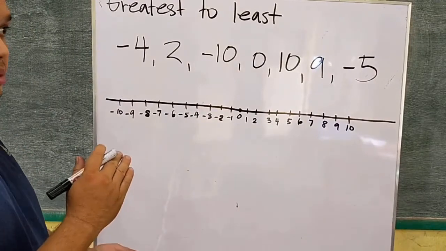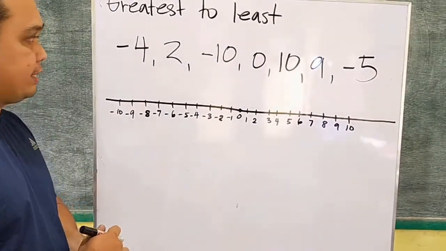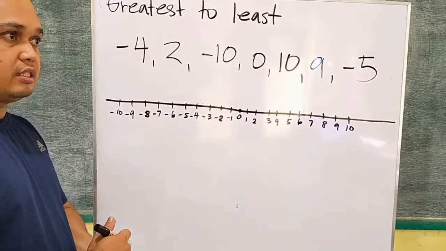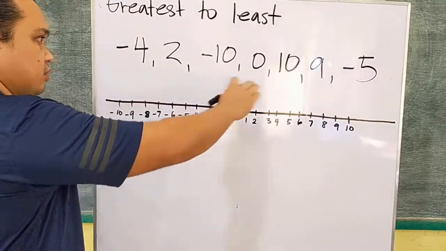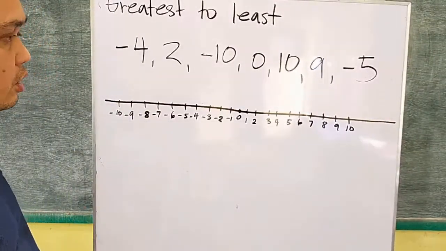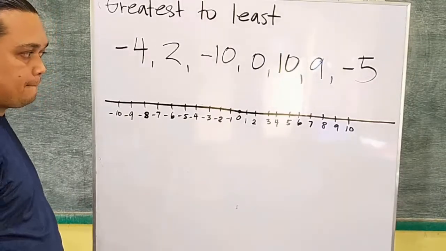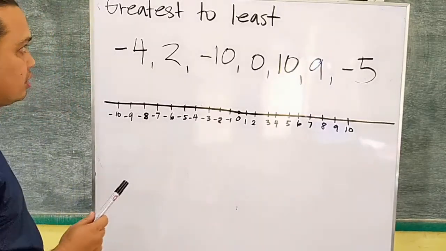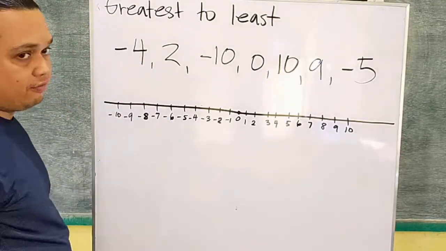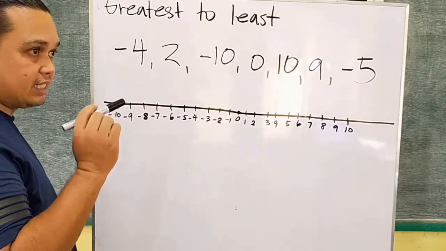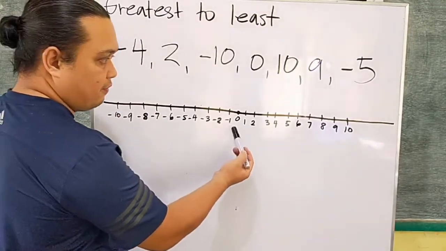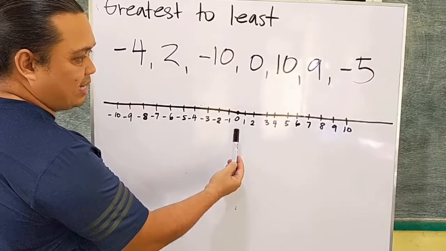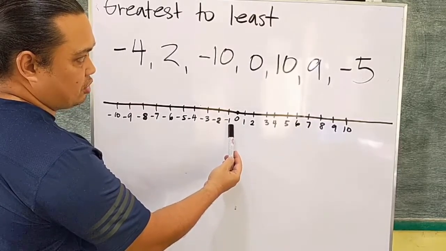Okay, for our next example, this time we are going to arrange the integers from greatest to least. Arrange the given set of integers from greatest to least. So based on our number line, let's first find the integer that has the greatest value. It's the integer which is the farthest to the right of 0. So what number is the farthest to the right of 0?